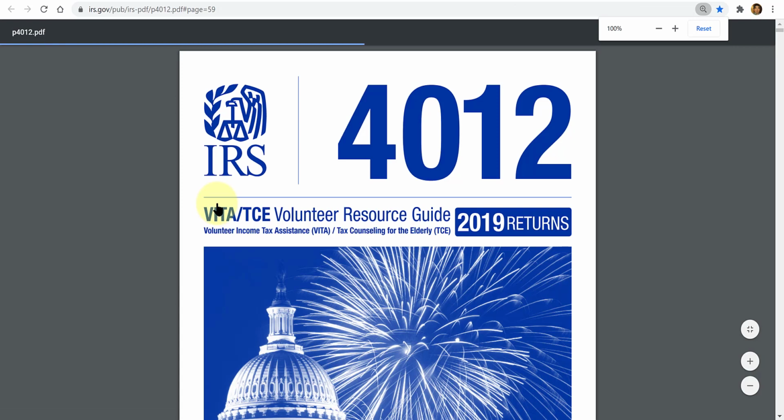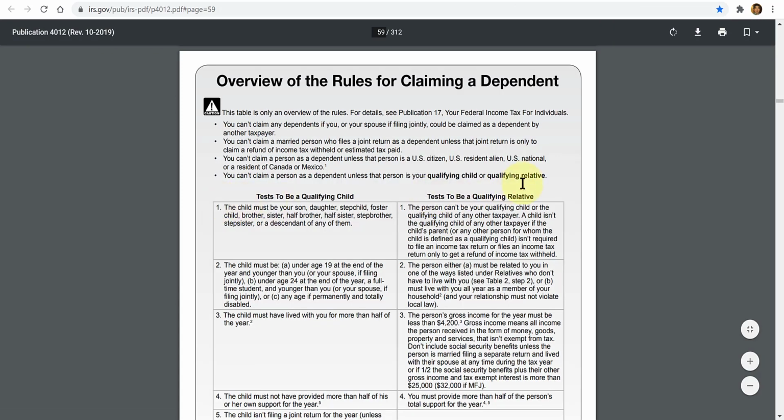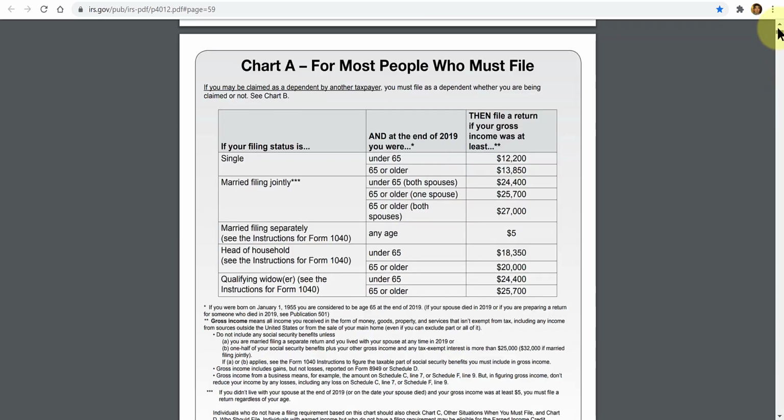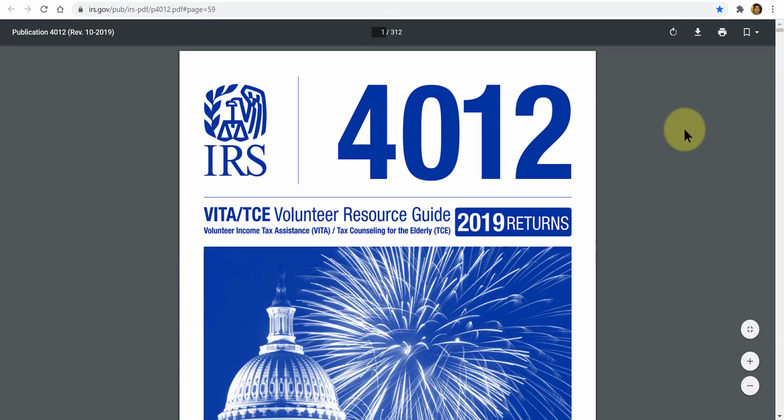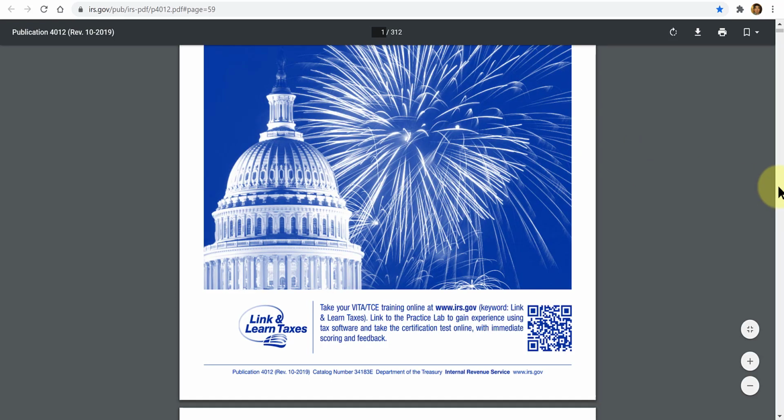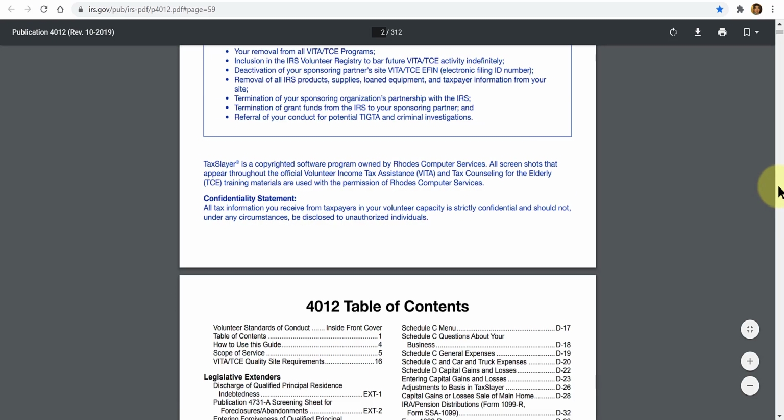You can download this publication from the IRS. Let me go to the cover. This is quite a good publication from the IRS that's used by volunteer tax preparers. You can just Google IRS publication 4012. And what's nice is that there's a table of contents that's clickable.